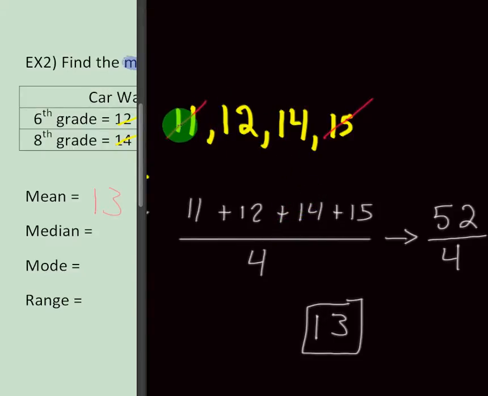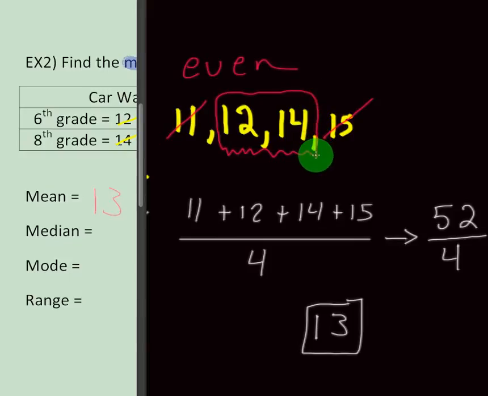Now, I see that I have 1, 2, 3, 4 numbers originally, which means I have an even set of data. When you have an even set of data, you won't have one middle number. You'll actually have two middle numbers, and we can't use both of them for the median. So we're going to have to find the average, or the mean, of these two middle numbers. You'll have to do that whenever you look for the median of an even set of data.